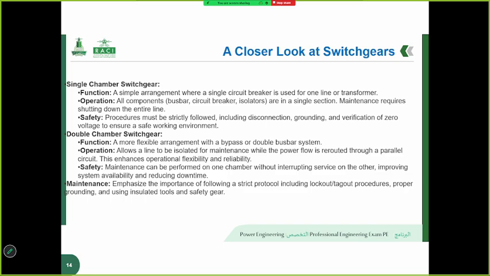of flexibility and reliability. The key difference is the presence of a second or bypass busbar.